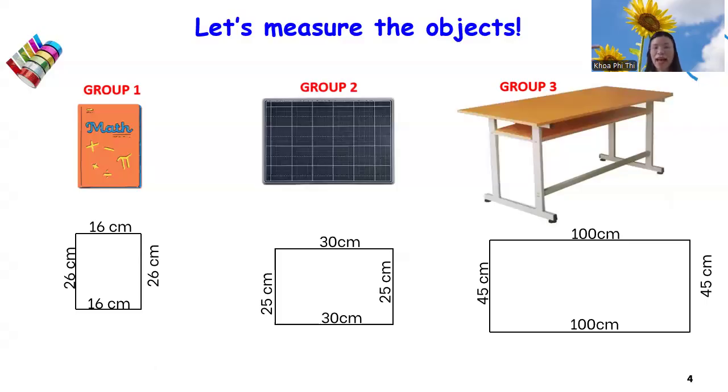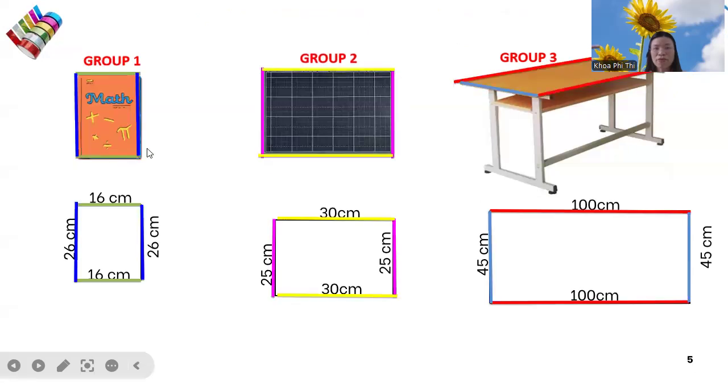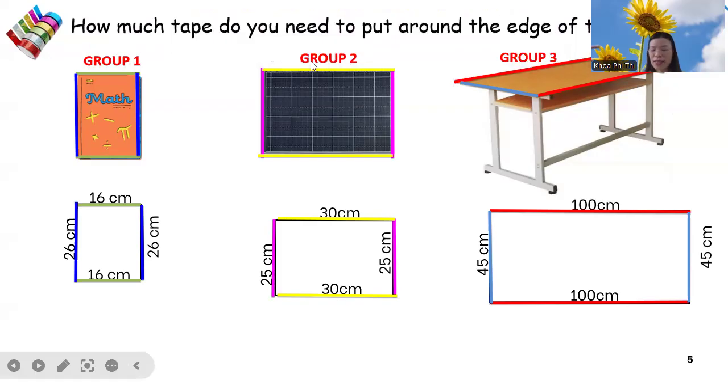Now, next, I'd like to decorate the objects with color tape. Look carefully, the tape goes round the object. Work in your groups again and calculate how much tape we need to cover the edge of the book, the handboard, and the table. It means that you need to find out the length of the tape to cover around the object.